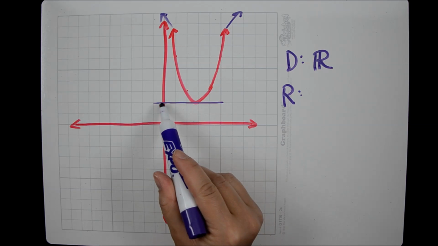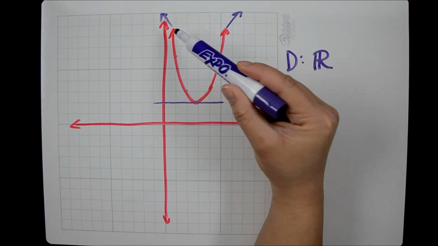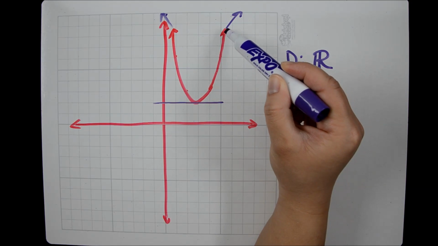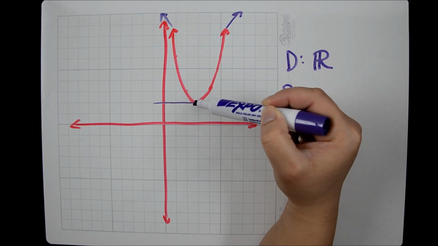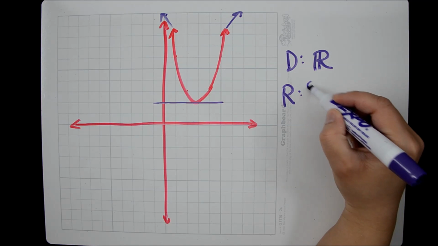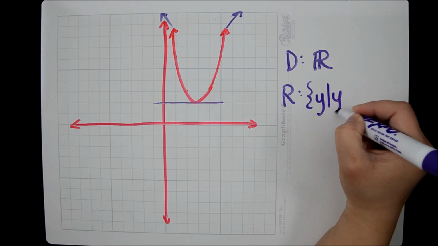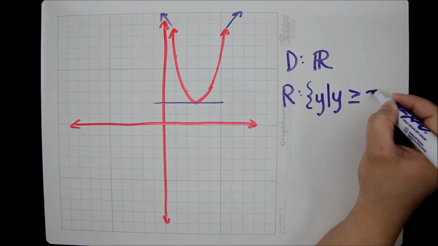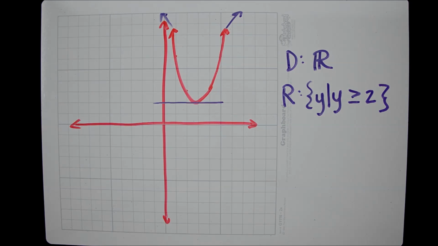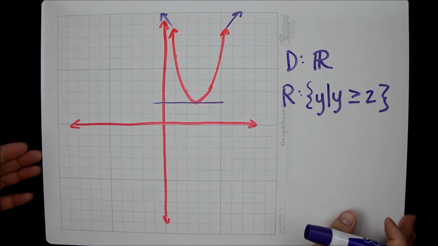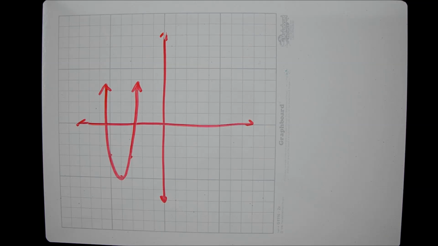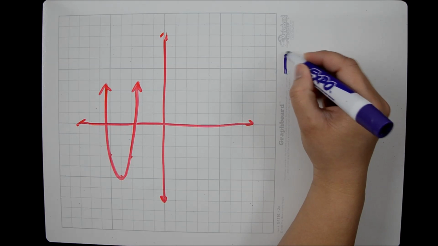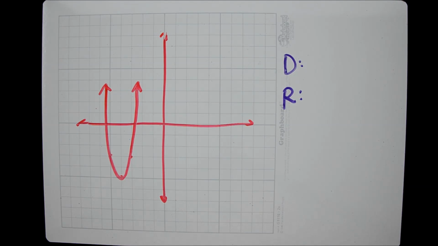So our smallest y value is here at +2, but it includes everything that is above +2. So we could say that our range is the set of all y values where y is greater than or equal to +2. So it really doesn't matter the width or the narrowness, the stretch or compression of the parabola. It really just has to do with the opening of the parabola as well as the vertex to determine the range. The domain we already know is going to be the set of all real numbers.